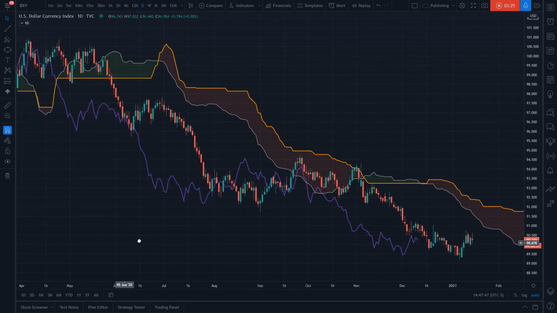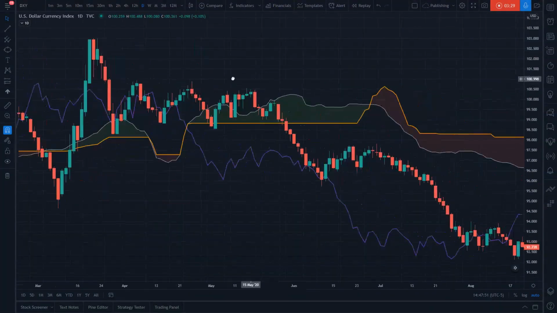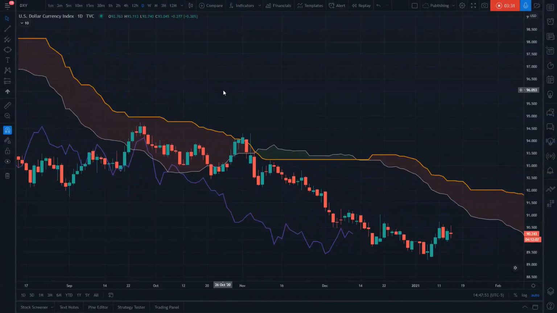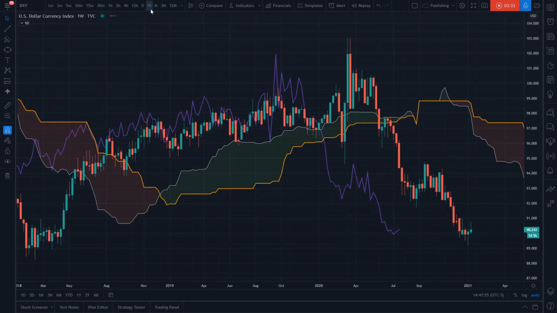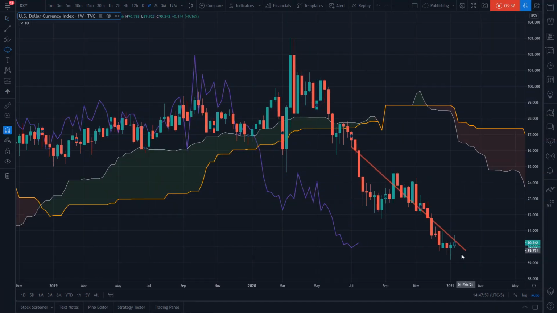Let's look back a little bit in the past. Actually, let's go up to a higher time frame. That's a better example. Let's look at the weekly. Weekly will clean things up a little bit. Now, if we look here, we can see that price is clearly below the cloud.